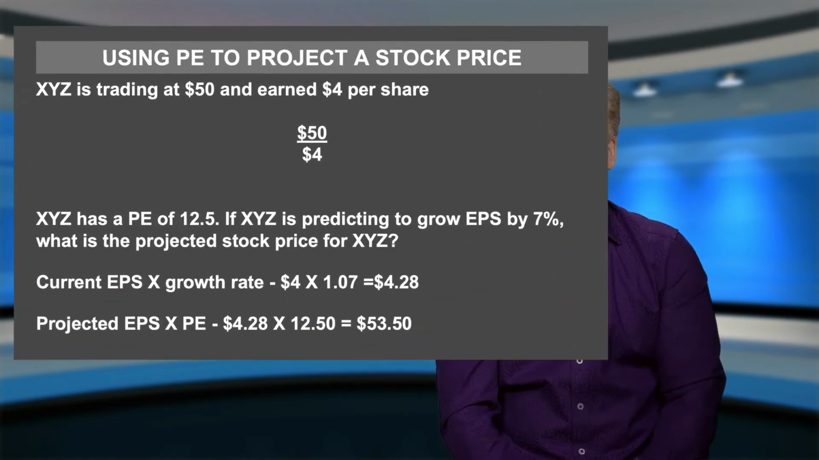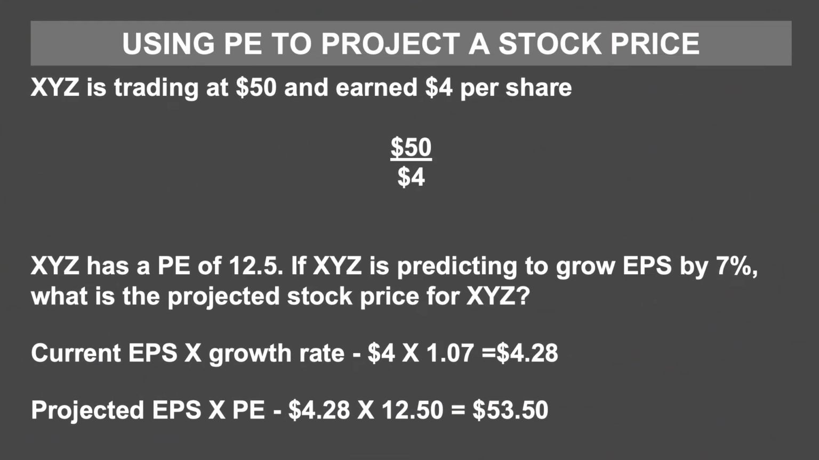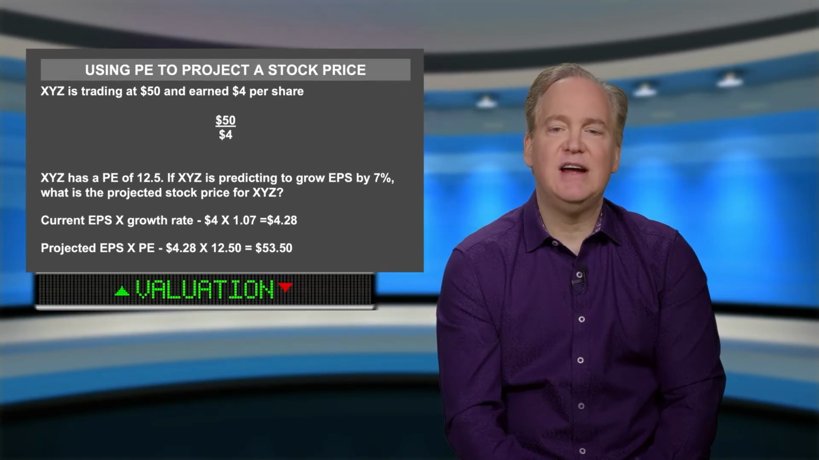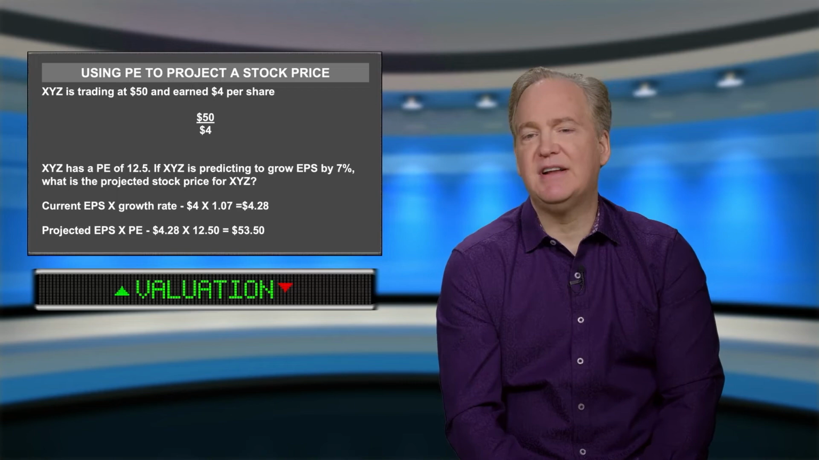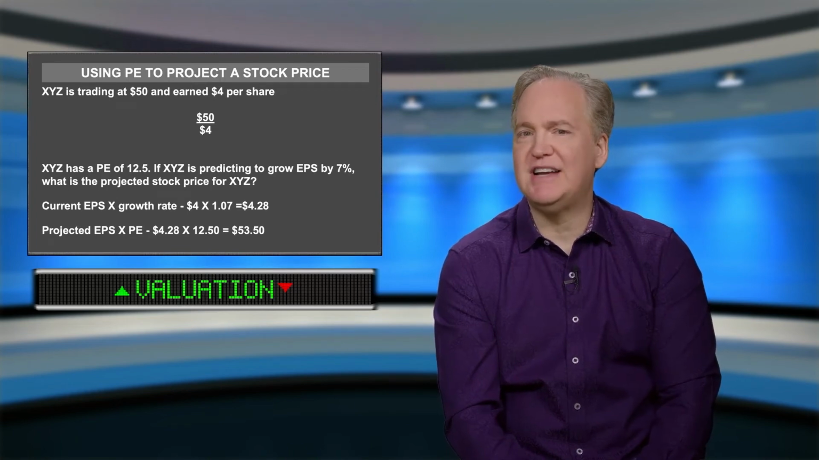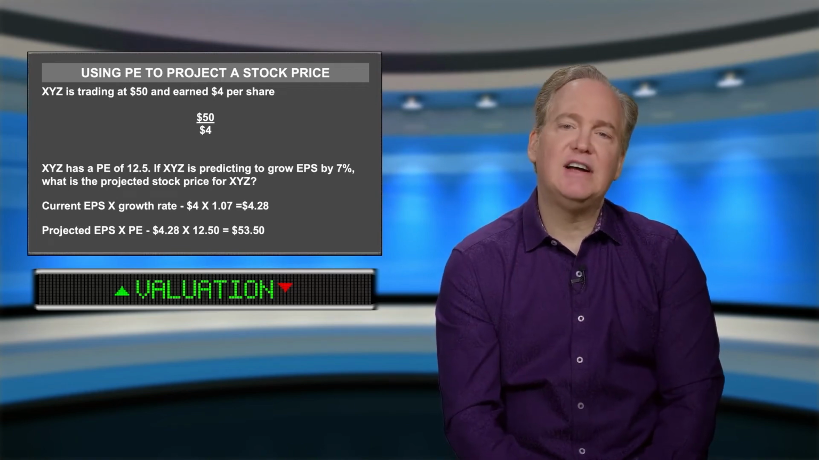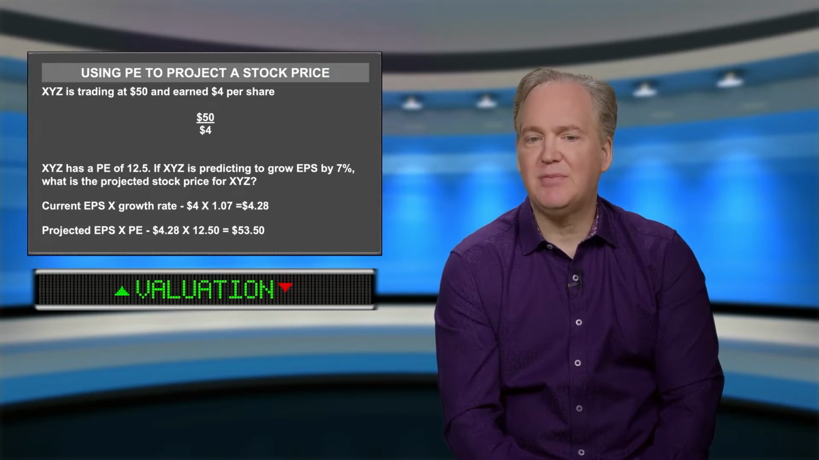Now, let's take a look at how we can calculate a potential stock price given certain pieces of information. And here we have, once again, XYZ trading at $50 per share, and it earned $4 per share. Well, the PE ratio is 12.5 in this case. Now, we're given the hypothetical example that this company is expecting to grow earnings per share by 7%, and we are asked to calculate a potential stock price.